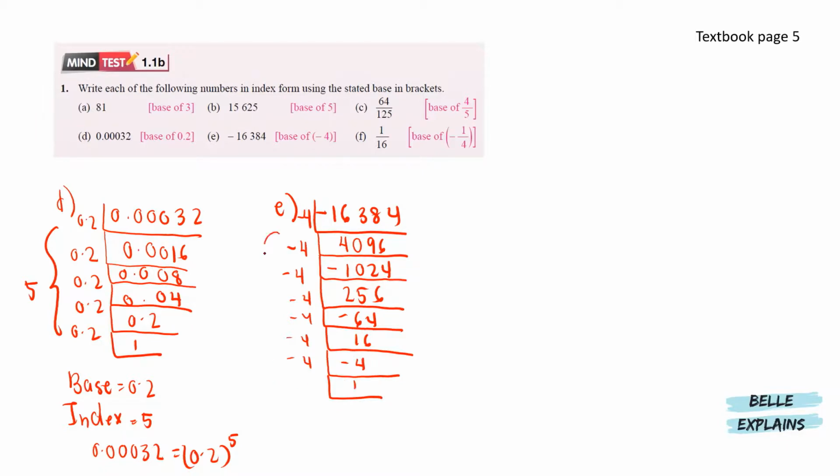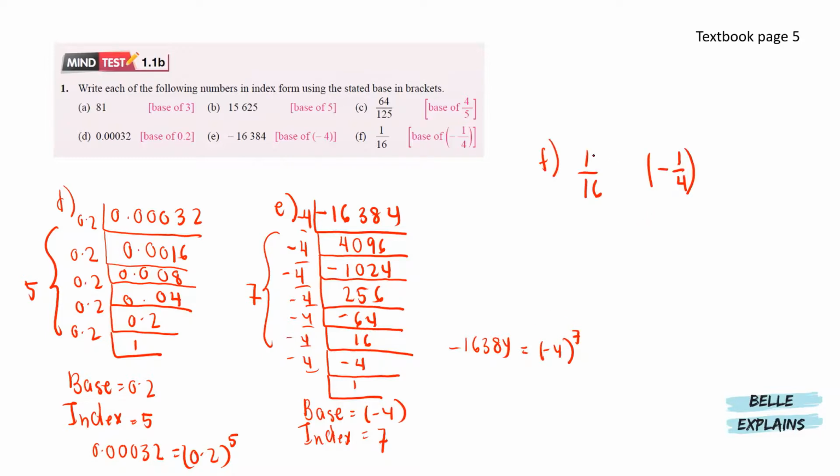So here we have a repetition of 1, 2, 3, 4, 5, 6, 7 times. So we have the base at -4, index which is at 7. So we know that -16384 gives us -4 to the power of 7.